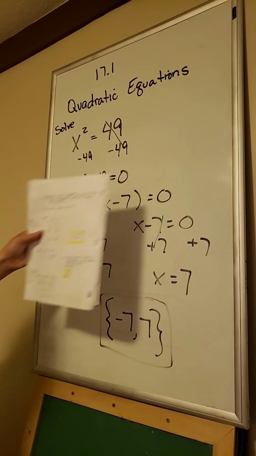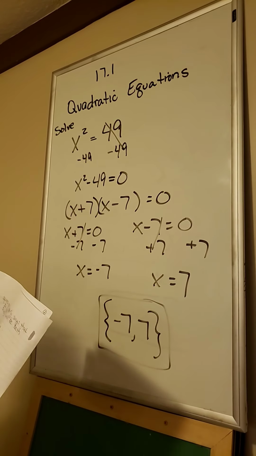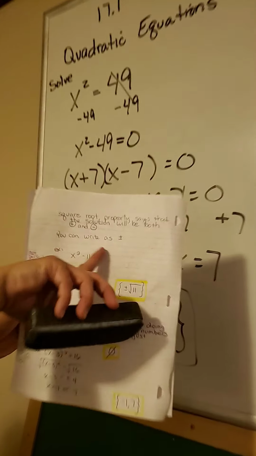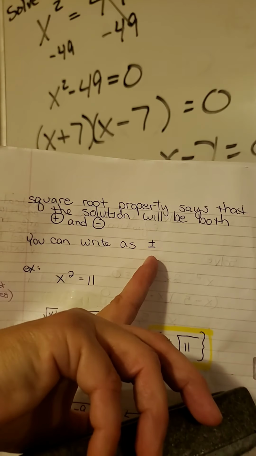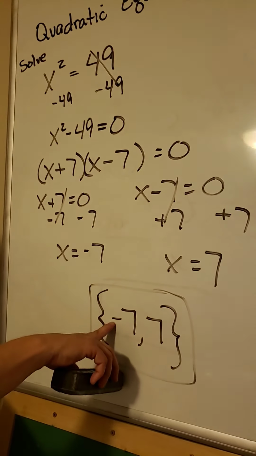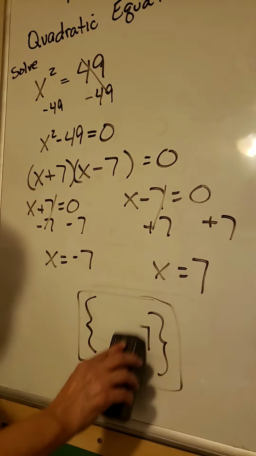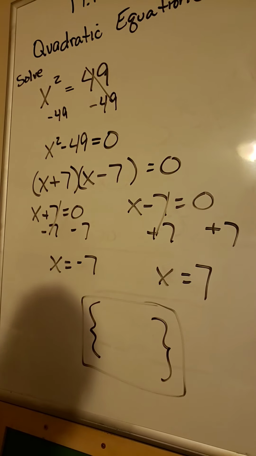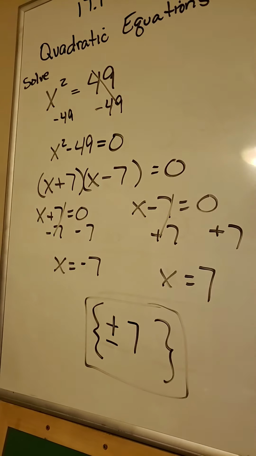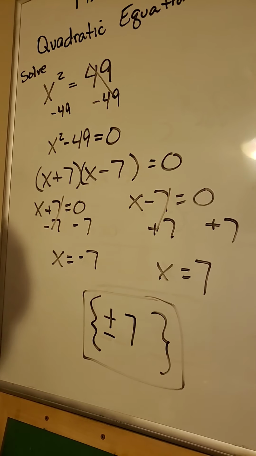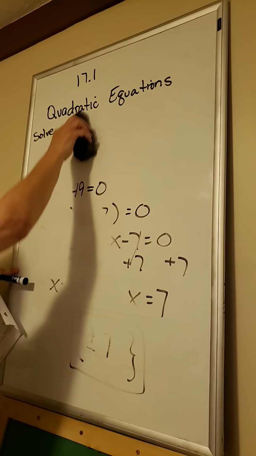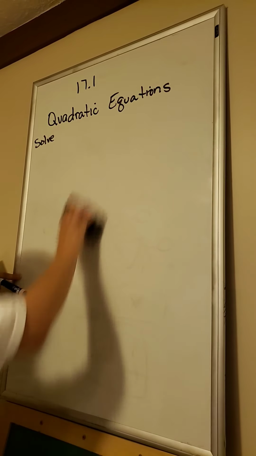So I'm on the back side. It says the square root property says that the solution will be both positive and negative right up here at the top. And you can write this, when it's the same number, as plus minus. So down here on this one right here, instead of writing negative 7, comma 7, you could have just written plus minus 7. That would have been okay as well. Okay, so our instructions are still solve.